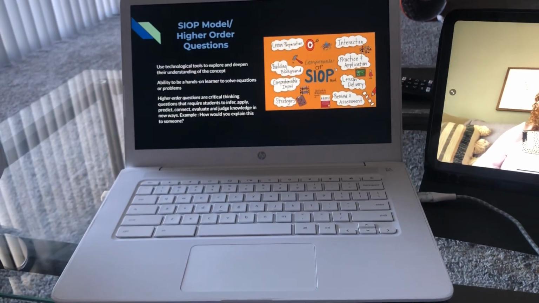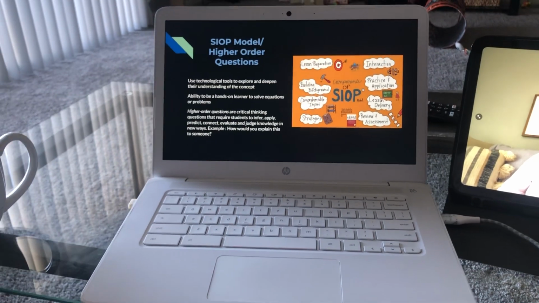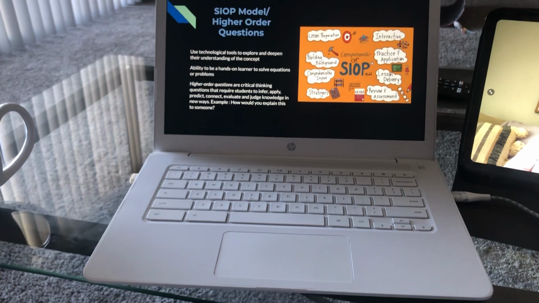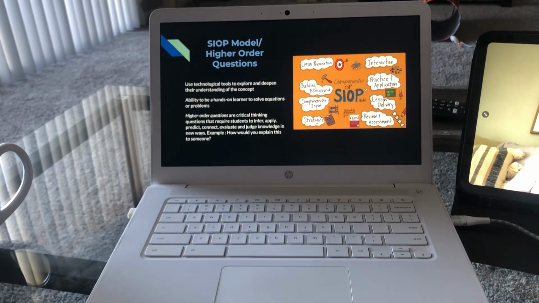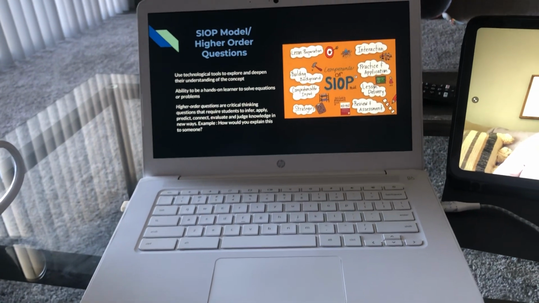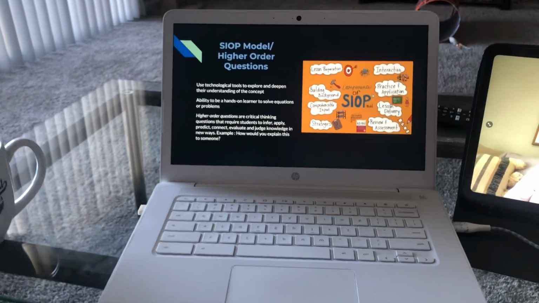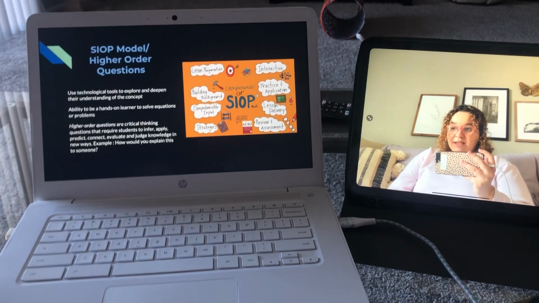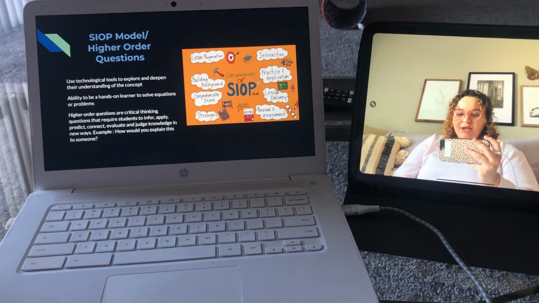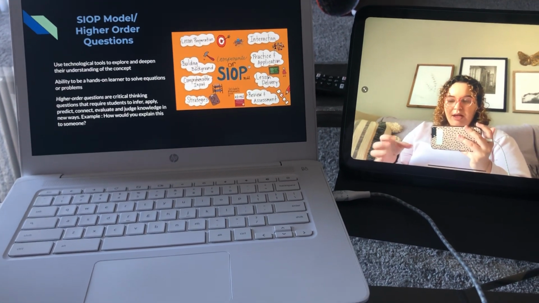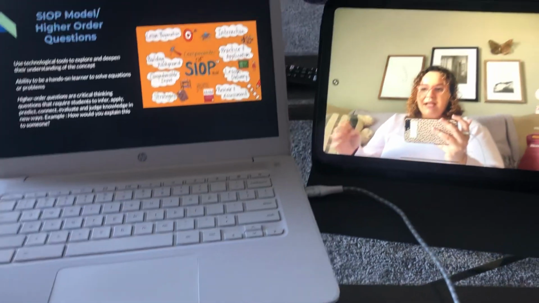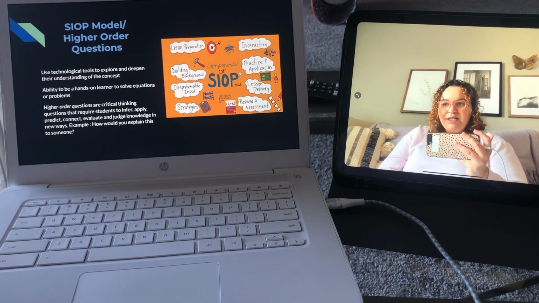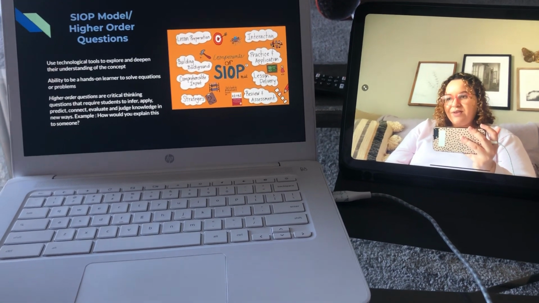For the SIOP model, I realized students use technological tools to explore and deepen their understanding of the concept, with the ability to be a hands-on learner and to solve equations or problems. In the example that I had, she had the building blocks, but she also had hundreds blocks, and she had everything set up in trays, kind of like food trays at the mall.